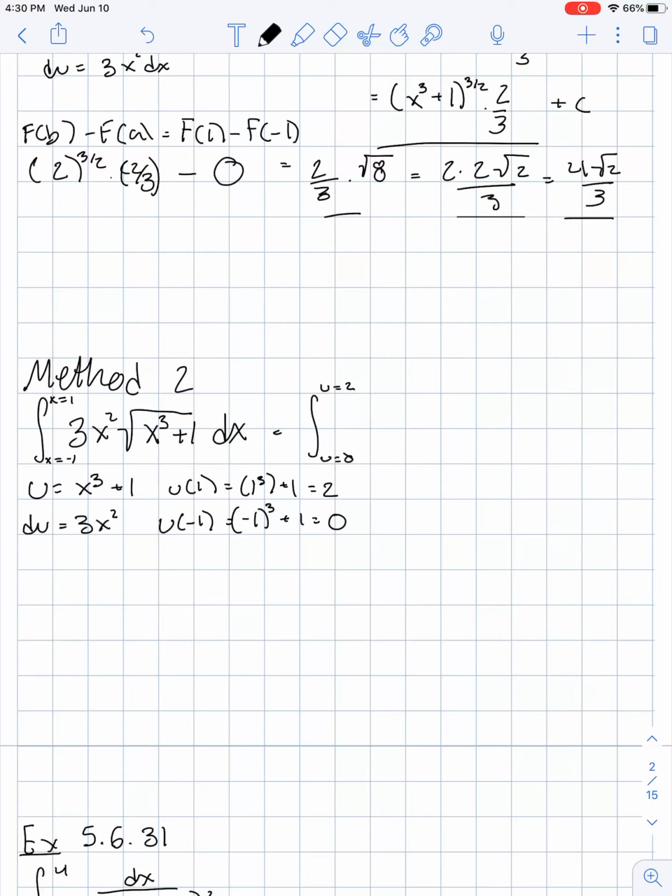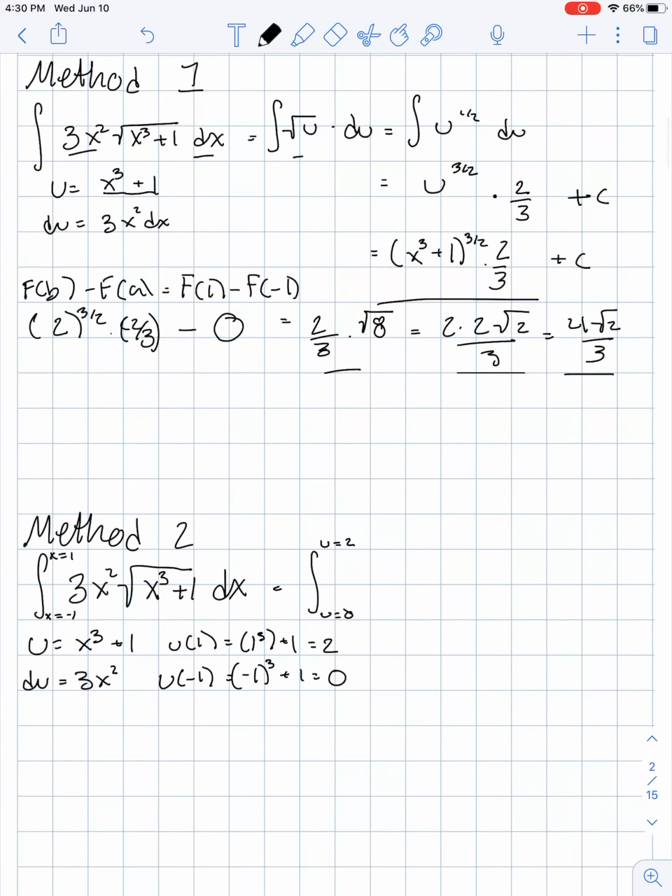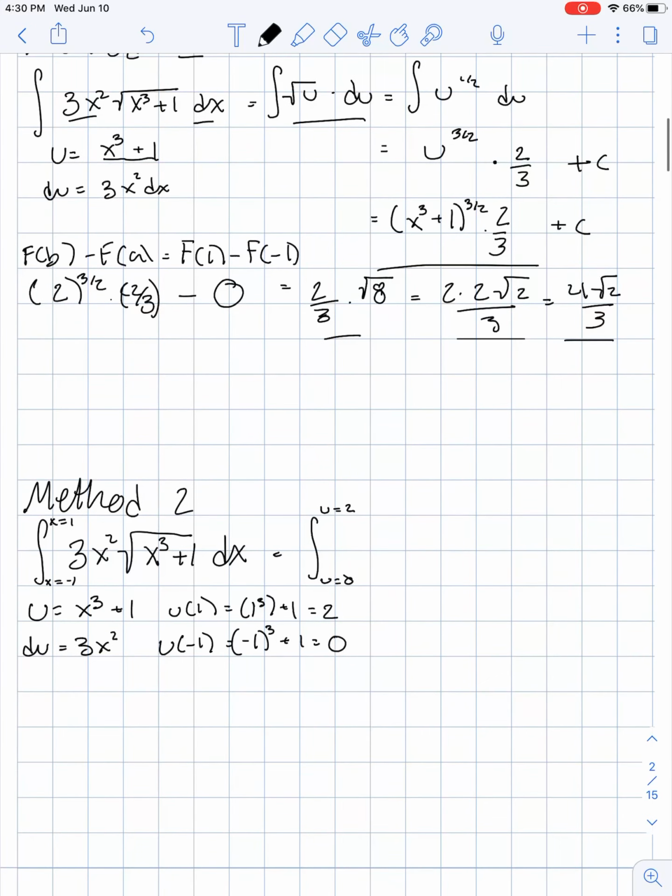All right, so now I've rewritten my bounds in terms of u, and I now want to rewrite my integral in terms of u. So it's going to look the same as above. So square root of u du. And we know that that's going to be 2/3 u to the 3/2.